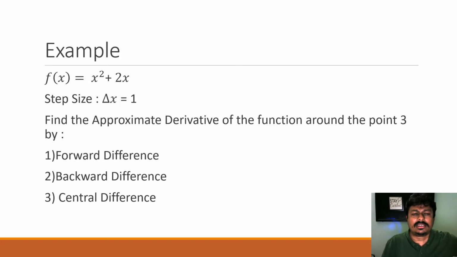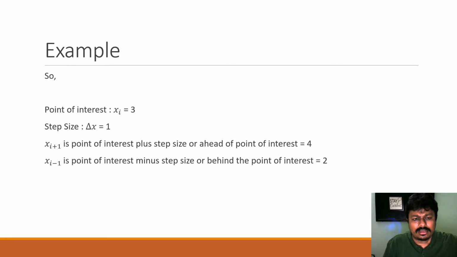So let us take an example. f of x is actually x squared plus 2x. Its step size is del x equals 1. So what I am saying is find the derivative approximation of f x with the help of forward difference, with the help of backward difference, and with the help of central difference. So here the point of interest is xi at 3. Step size is assumed to be 1.